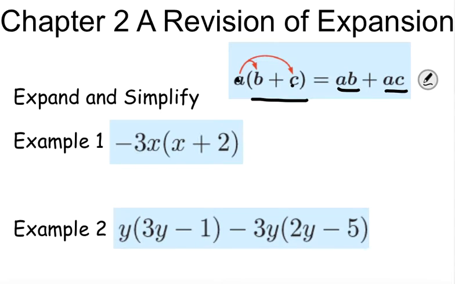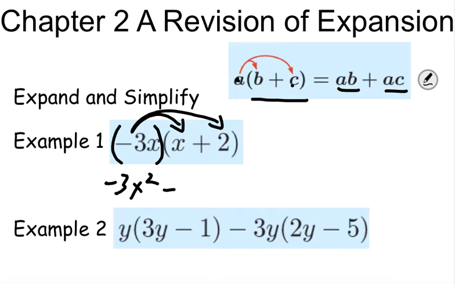So in example 1 here, remembering that the sign is associated with the 3, that negative 3 needs to be distributed to that x. So negative 3x times x is going to be negative 3x squared. Then we distribute it through here, and I get negative 3 times 2 is negative 6x.